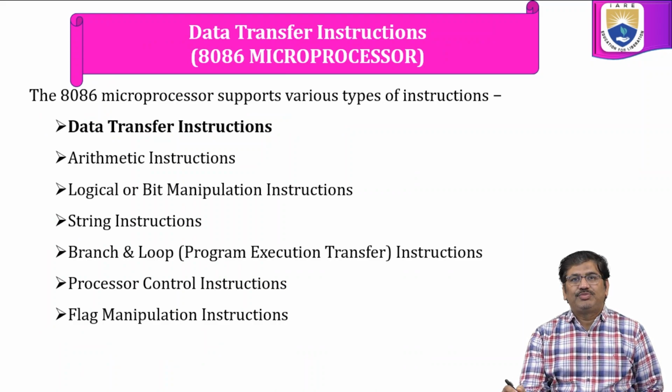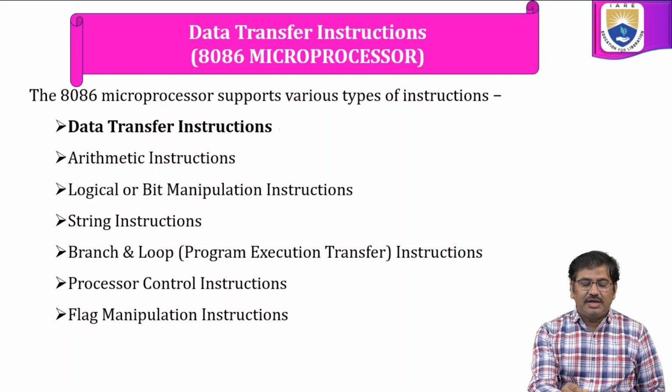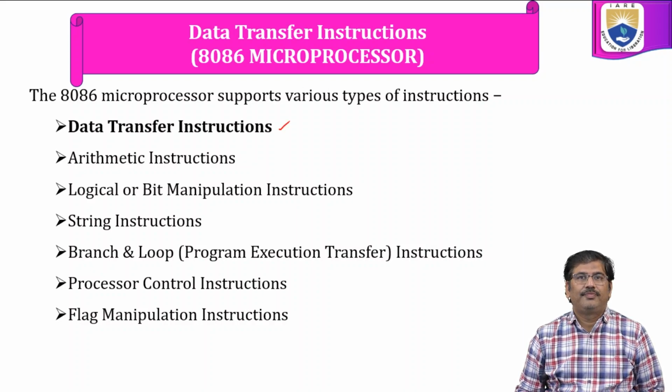In the 8086 processor, there are various types of instructions which are supported. These instruction categories are data transfer instructions, arithmetic instructions, logical or bit manipulation instructions, string instructions, control transfer instructions, processor control instructions, and flag manipulation instructions. Under this, first we will see the data transfer instructions.